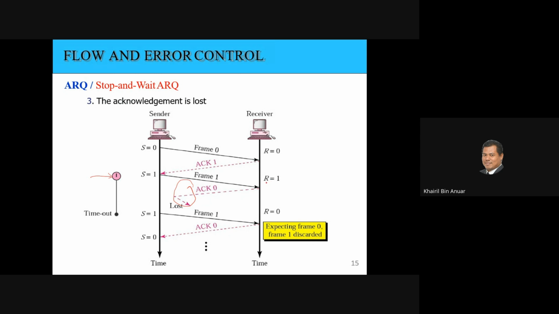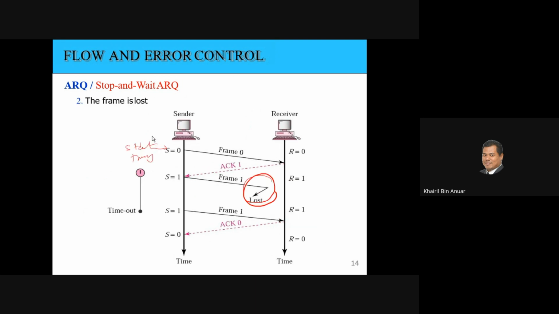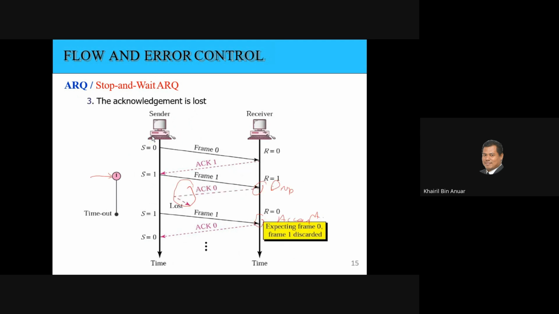Expecting frame 0, frame 1 is discarded. It is discarded because you receive a new one, then you will use this one. The one that was sent earlier will be dropped at the buffer, and this one will be accepted. So this is where the acknowledgement is lost. Same thing between these two, based on the timeout. If it doesn't receive the acknowledgement during the specific TTL time, you will resend back the frame.